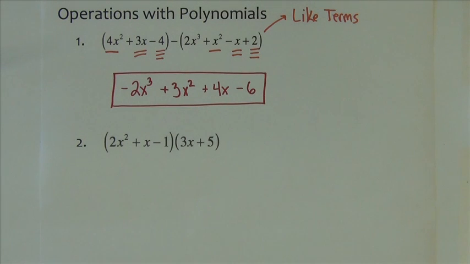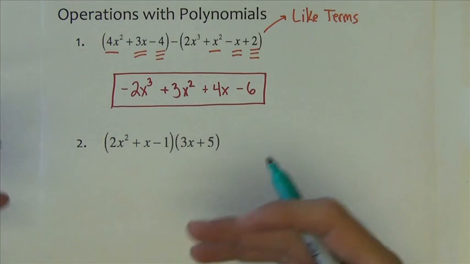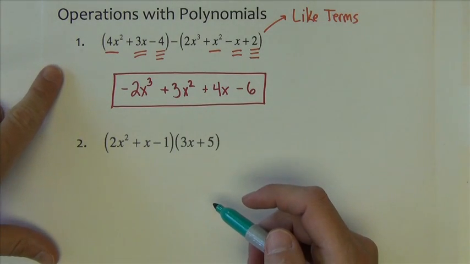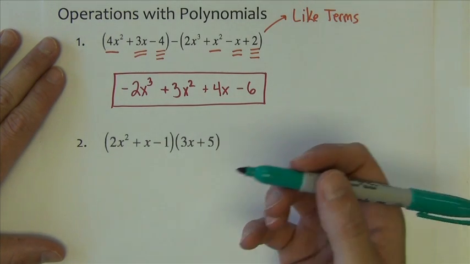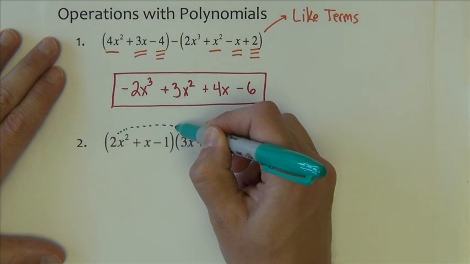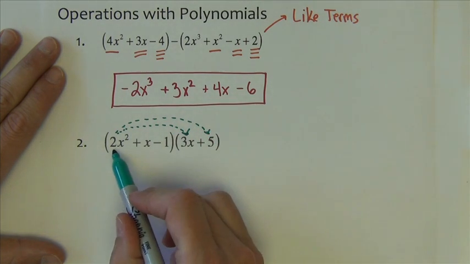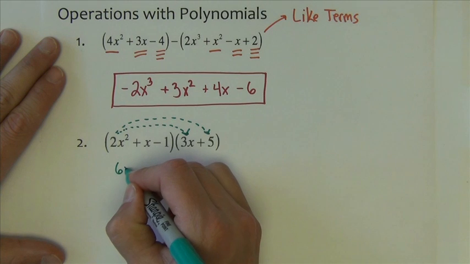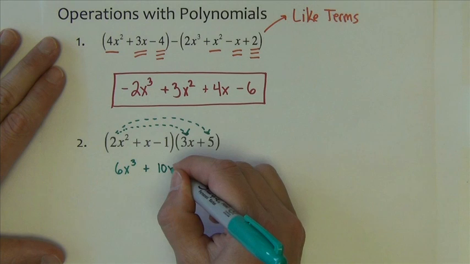Now when we do products of polynomials, it's typically a two-step problem. We're going to do the product first, and then we're going to do the like term sort of thing that we did here. And that'll give us our two steps to get to our answer. Now when we do our product, we do kind of a distributive property. I like to draw lines, and since I've got lots of different colors, I'll change colors as well. I'm going to begin with this 2x squared. It needs to multiply to the 3x and to the 5. 2x squared times 3x is 6x to the third. 2x squared times 5 is 10x squared.